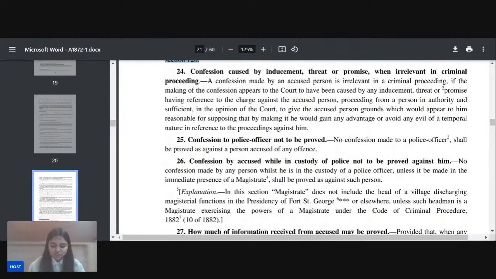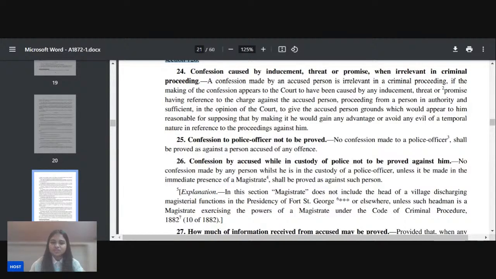Now come to confession. Now confession is not defined, but from 24 till 30, you can see all the important sections relating to confession. Confession is not defined under Indian Evidence Act, right? So let me just finish up with confession and then we can take a minute break. Okay. Let me finish confession and then I'll give you 1 minute ka break.